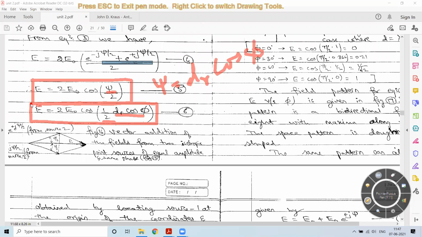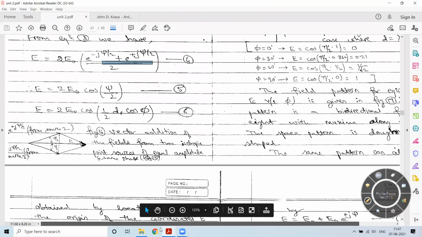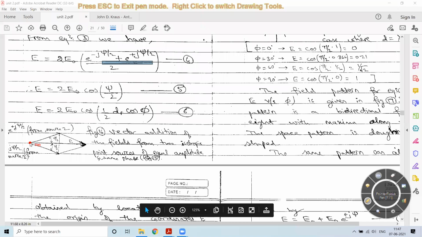Now, as I mentioned, these two are vector quantities. So when we consider vector quantities, we can represent it in this form. Here, if I consider the reference point, the field due to source 1 has a phase lag of psi by 2 with respect to the origin we had considered, and the field due to source 2 has a phase lead of psi by 2.